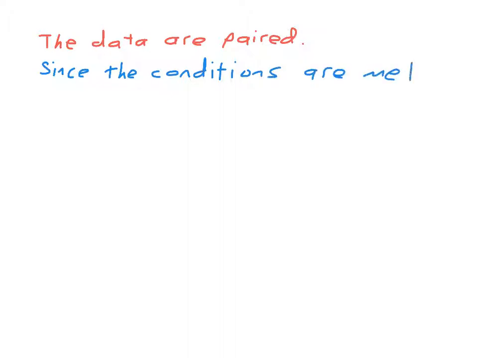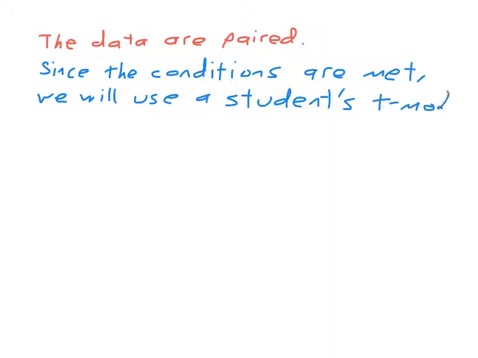So since the conditions are met, we will use a student's t-model. And remember, the degrees of freedom are the number of pairs minus 1. So there were 12 students, and so our degrees of freedom is 11. And the test we're going to do is a paired t-test.